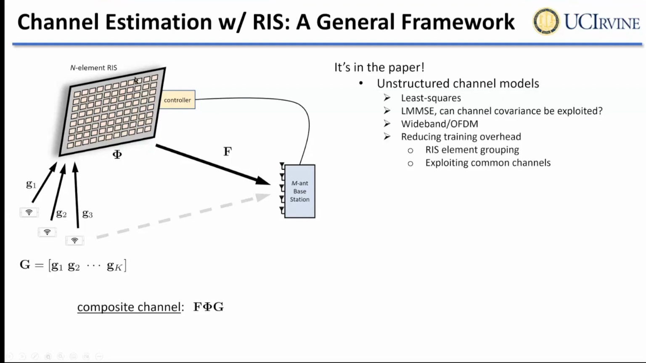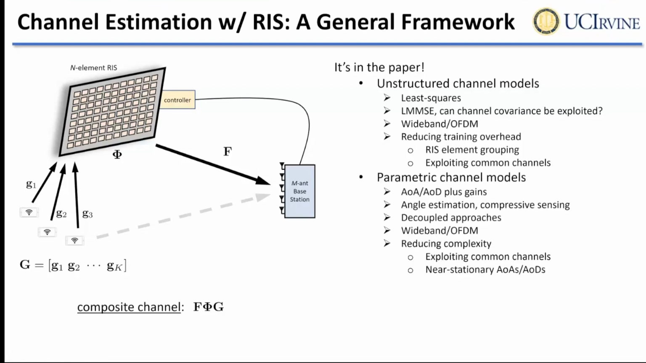involving grouping some of the elements on the surface together to reduce the dimension of the problem, and also exploiting the fact that all of the users' signals propagate through the same channel F on their way from the users to the base station. And so you can exploit that fact to reduce the channel estimation overhead by using certain techniques that are described in the paper. So that's one part of the paper.